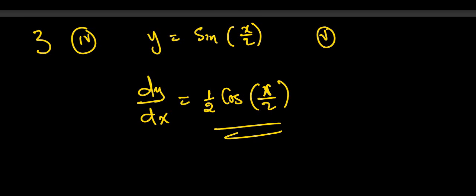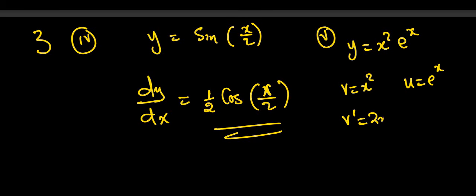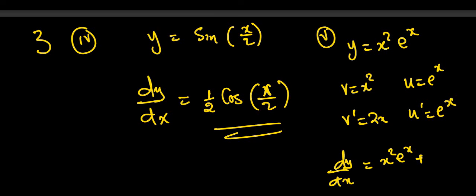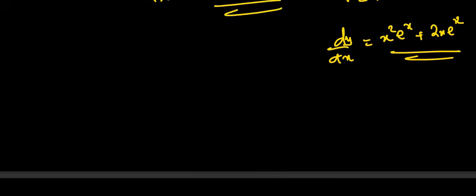Then the 5th one, this is product rule as well. So please try to work this out. Pause the video first and compare with what we're going to get. So we have this guy, this is 2x, then you have u prime, that's 2e. So the derivative is just going to be x squared e^x, then plus 2x e^x. This is what we're having.